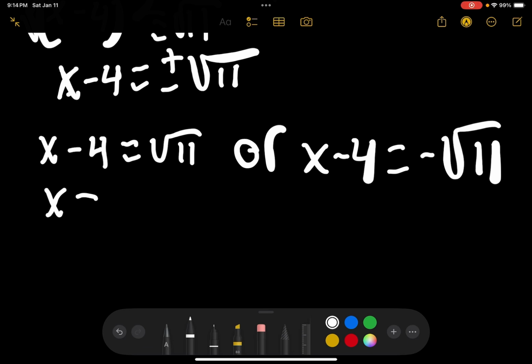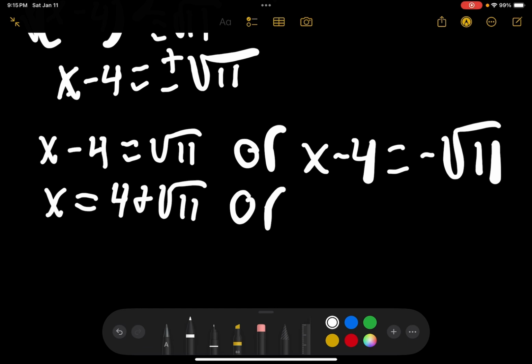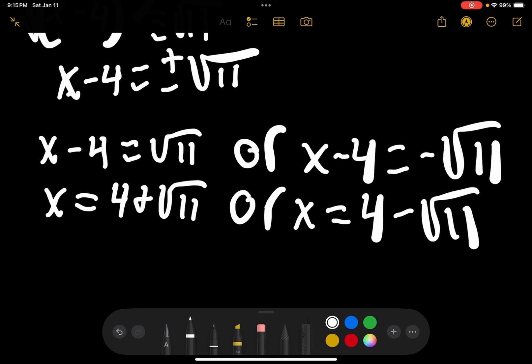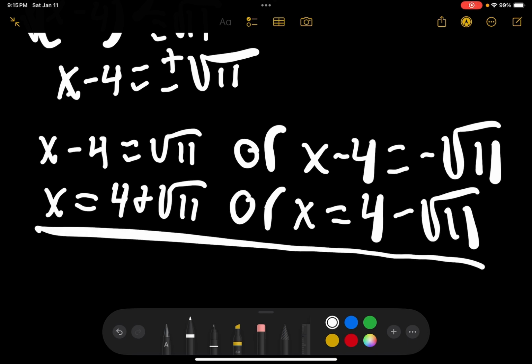So x equals 4 plus the square root of 11, or x equals 4 minus the square root of 11. That is your answer there. Hopefully I explained that good enough for y'all. Let me know. And that's it.